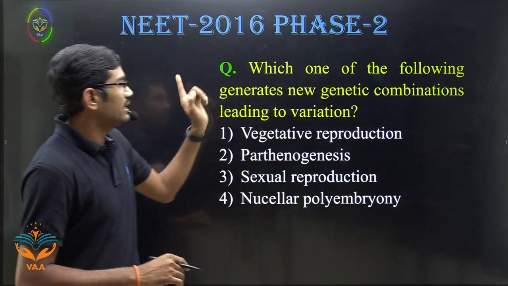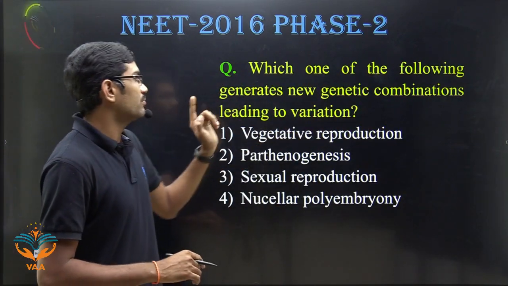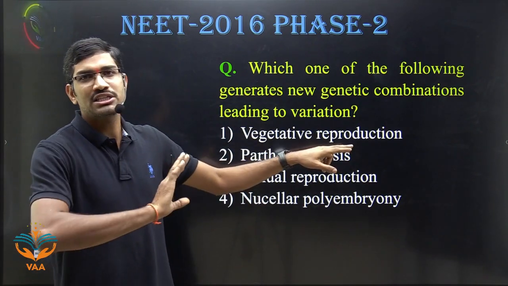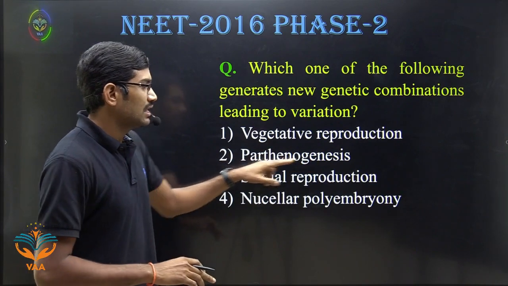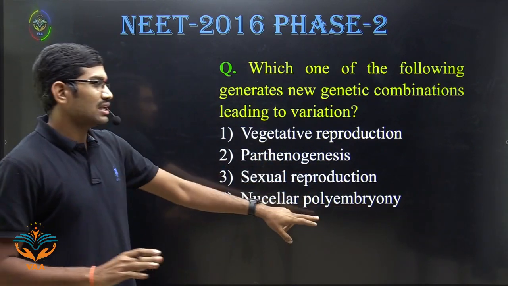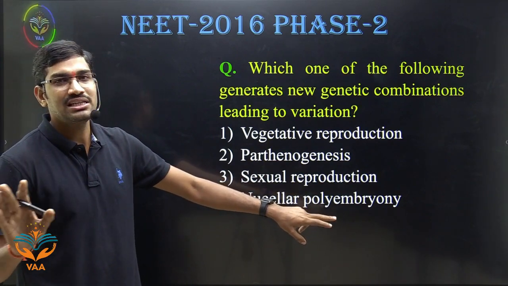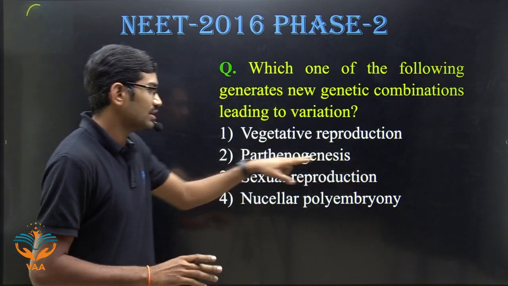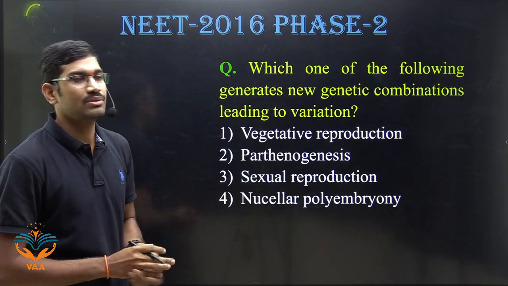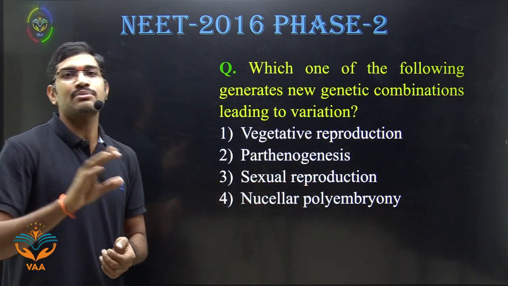Which one of the following generates new genetic combinations leading to variation? Yes, this we can understand. Vegetative propagation will not cause any genetic variations. Parthenogenesis also will not cause any genetic variations. And this nucellar polyembryony also will not cause any genetic recombinations. But sexual reproduction will cause these genetic recombinations. So that's why the answer is option 3.